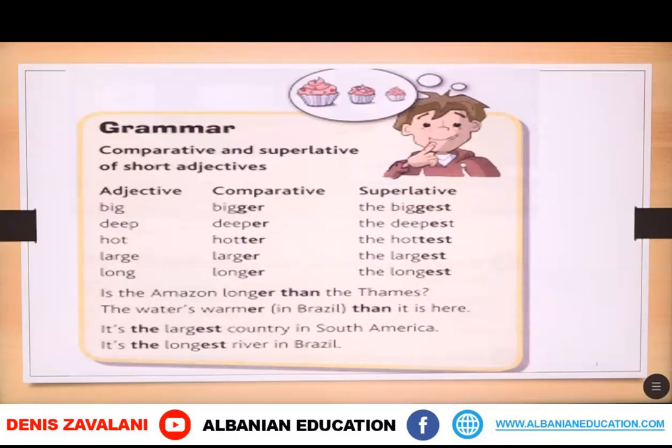So when we compare two people, two things, two objects, we usually use the comparative, because we compare with something or someone else. For example, Brazil is the largest country in South America. It's the longest river in Brazil. Maybe you have noticed that we put the article the in front of a superlative form of the adjective. So we put the in front of the adjective and we add EST in superlative form.